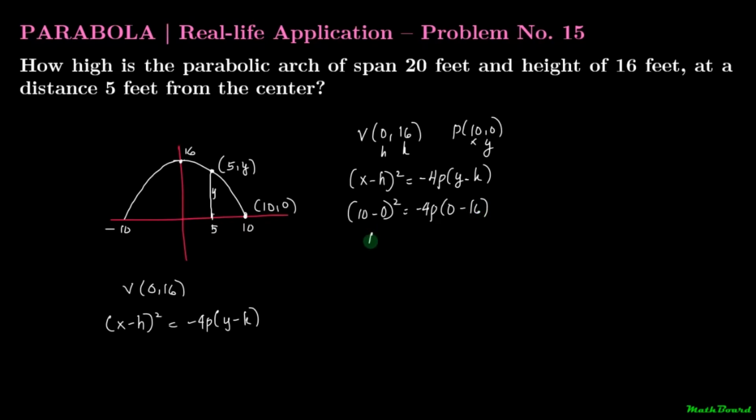10 minus 0 is 10 raised to 2. Then negative 4p, 0 minus 16, negative 16, 10 times 10, 100, negative 4p times negative 16, that's 64p. So, dividing both sides by 64. So, this will be cancelled. P equals 100 divided by 64. Or kung ilo-lowest term natin ang 100 over 64, yan ay 25 over 16.